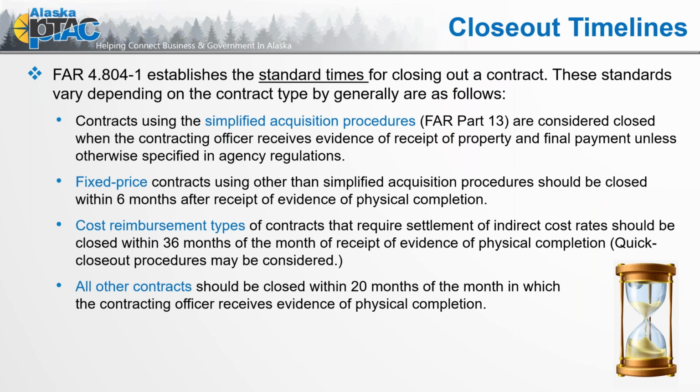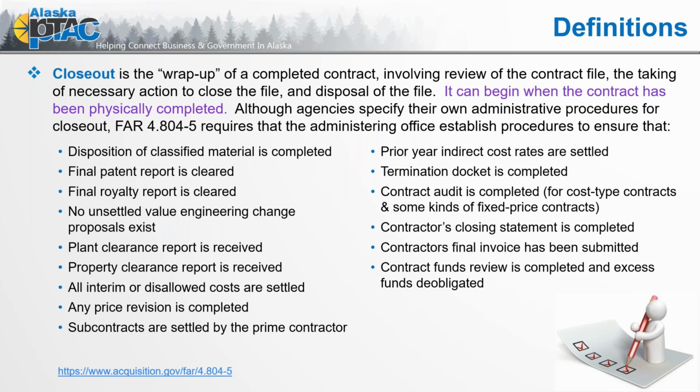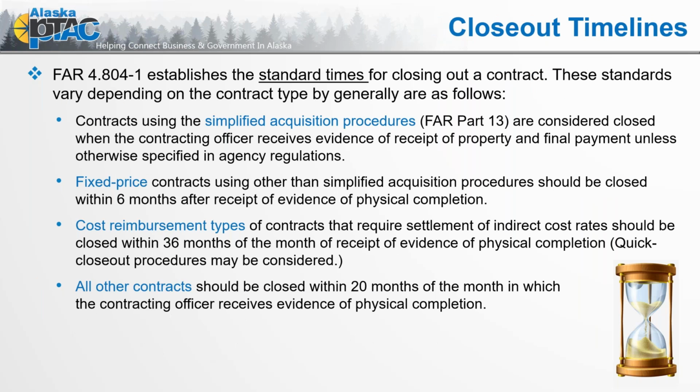So let's move on to closeout timelines. Here's the FAR language that's defining. Anything using the simplified acquisition procedures, where the dollar threshold was raised to $250,000, falls under FAR Part 13 and is considered closed when the contracting officer receives evidence of receipt of property and final payment, unless otherwise specified in agency regulations. So it's a very short process. They still have to go through and do the same things we saw in the slides: review the file and check and make sure all of it is in order. But the physical completion is much shorter.